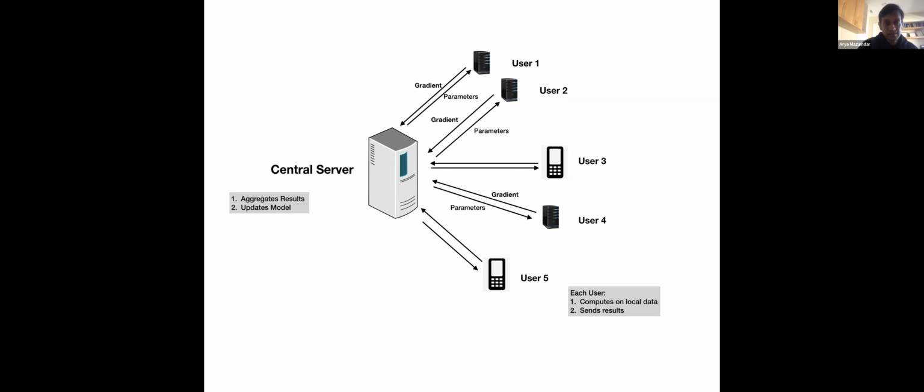Each user or each machine computes something on local data. They send the result to the central server. The central server aggregates the result, updates the model, and then broadcasts the model back to the users. They again compute some quantity based on their local data, send back the result, and this iterative process usually continues.